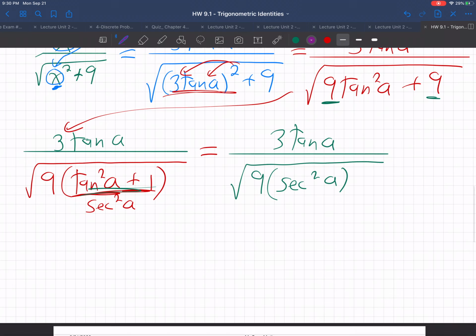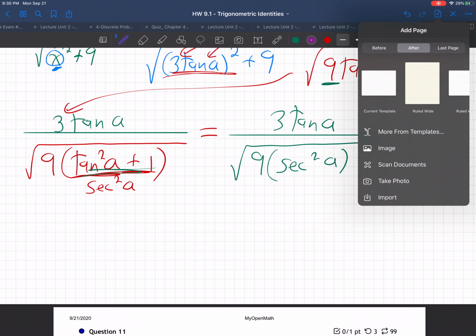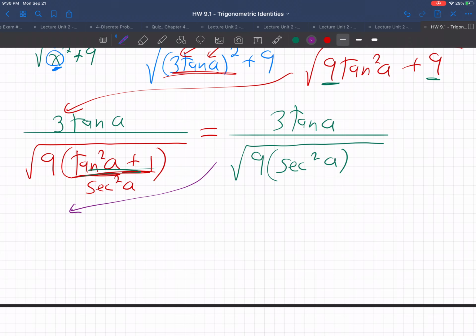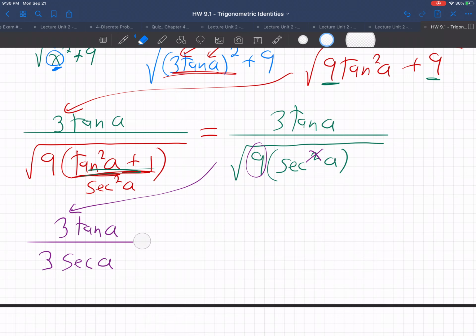Well, now, bring it down here. We're getting closer. Now, let's keep the top the same, I think. So the top is still just 3 tangent a. And the bottom, we're going to square root everything. You're going to square root the 9, that's just 3. And square root the secant squared, it just cancels that out. And we just get secant. Did that make sense there?